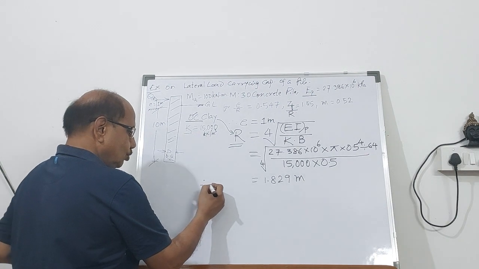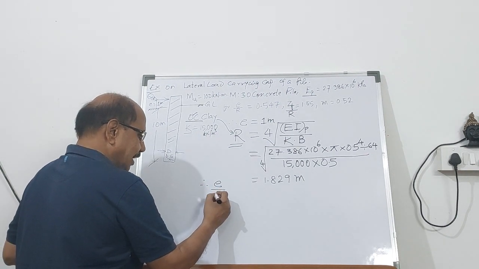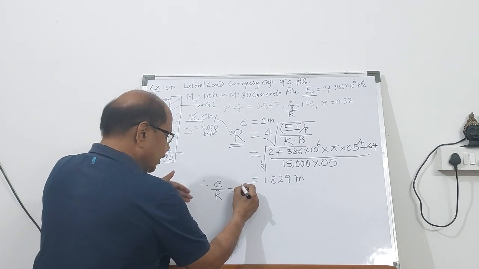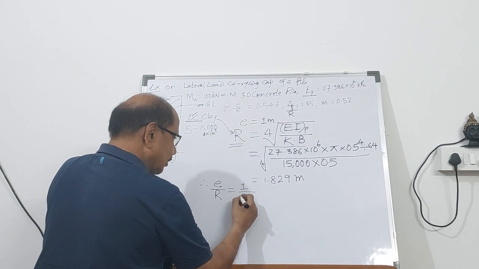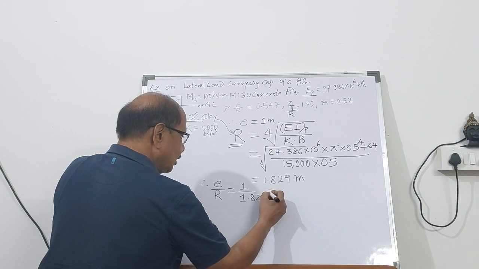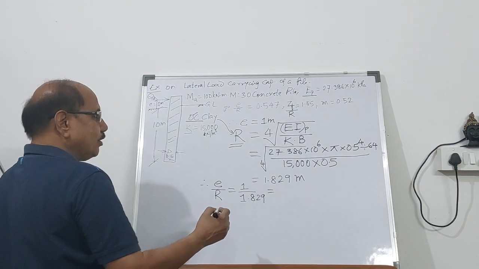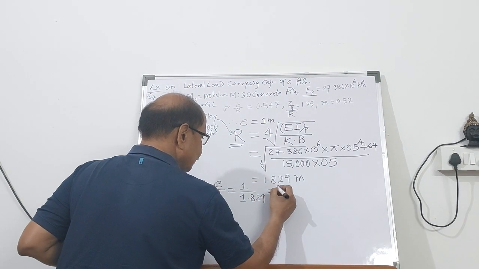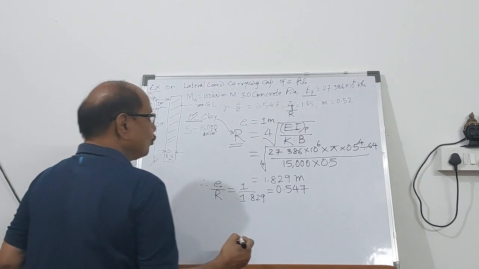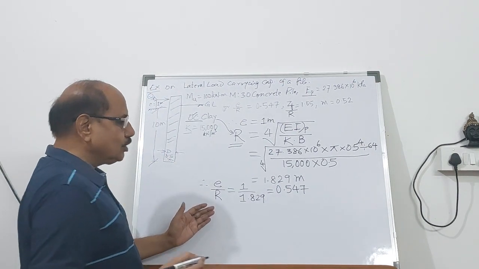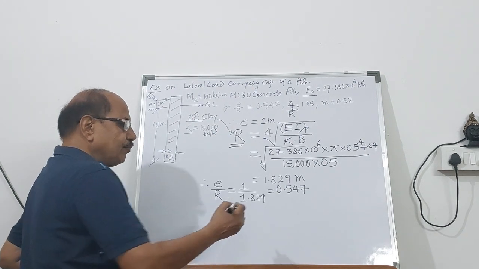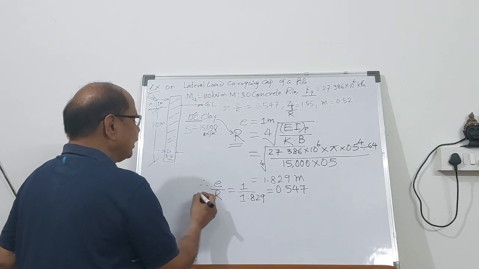Therefore, you can calculate e by R. In this case, the horizontal force is acting at 1 meter, so 1 meter divided by 1.829. Therefore, e by R will be 0.547. And then you use the IS code chart, from where you can find out the depth of fixity.